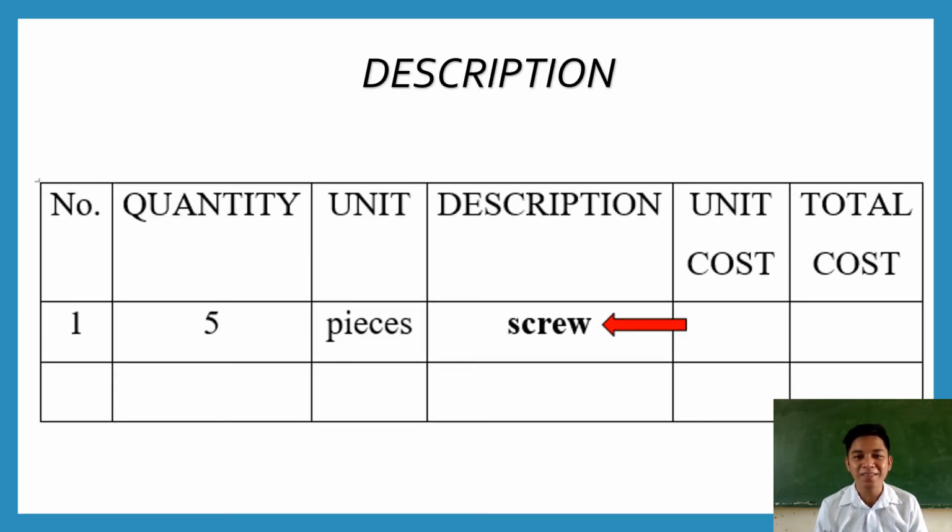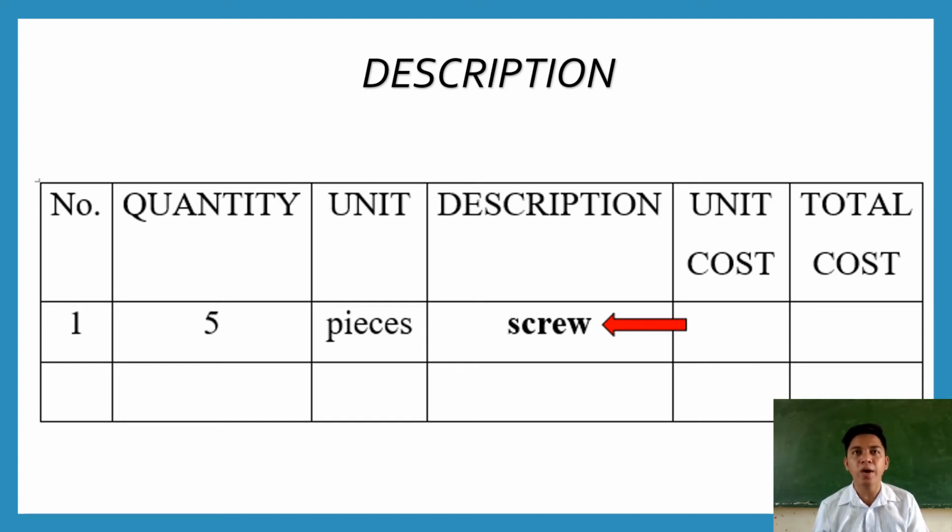Next, description. So description is the name of the item itself. For example, you want to request hammer, then you will just write hammer. For example, screw, as you can see on the screen, so you'll just write screw. It's very simple, okay?